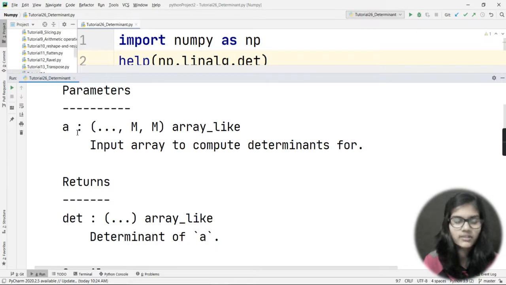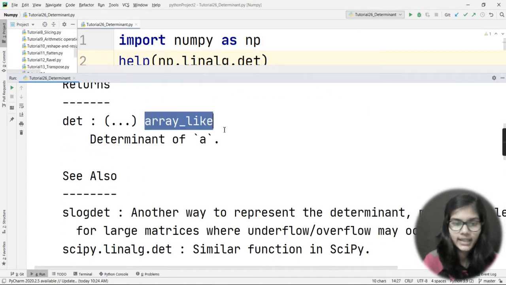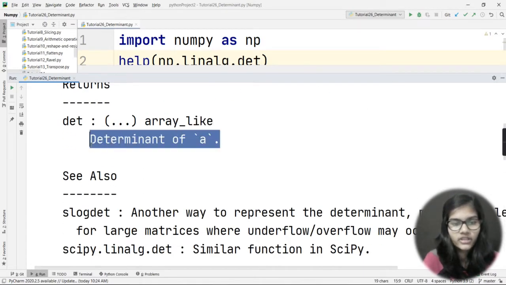Okay. So let's say I have taken a variable A, and inside that I'm just storing my matrix. So this is the variable inside which we store the matrix. It's the input array to compute determinants for. Now what does it return? It returns the determinant of the array.